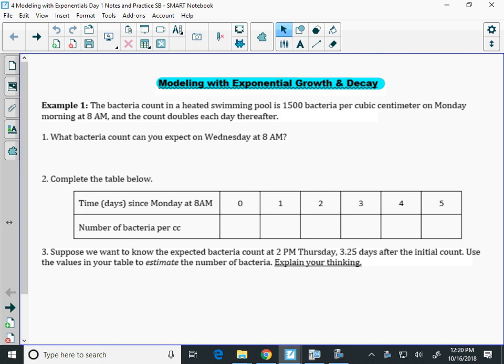There's 1,500 bacteria in one of those in the swimming pool. That's what the problem is saying. They're not saying the whole giant swimming pool. They're saying that much of the swimming pool. So think about how many of these are in a swimming pool, right?